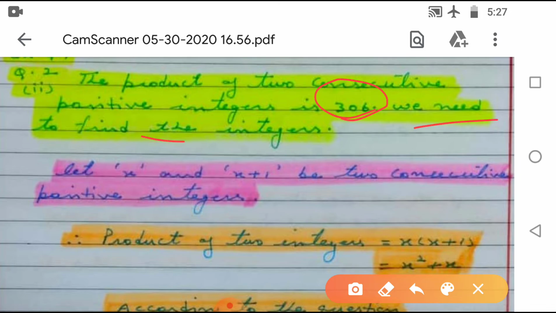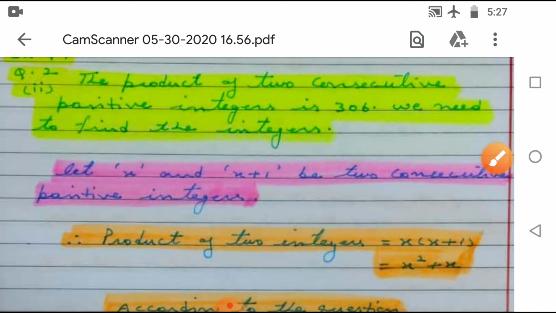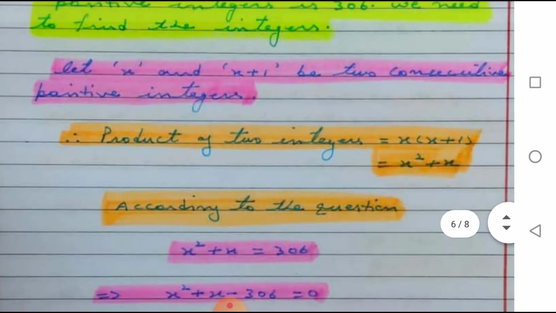We need to find the integers. So, consecutive integers, that is, let one be x, another is x plus 1. Okay. We have two consecutive integers. The product of these two means the product of x and x plus 1. So, the product is x into x plus 1. When you multiply, we get x square plus x.